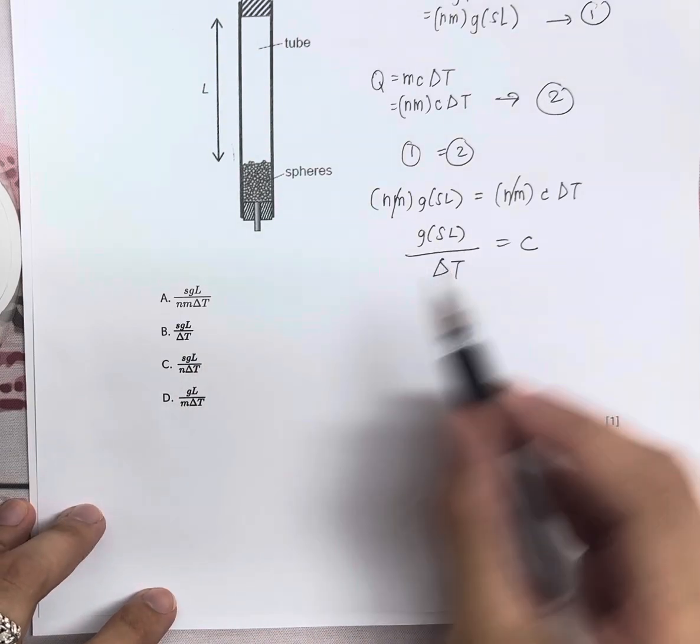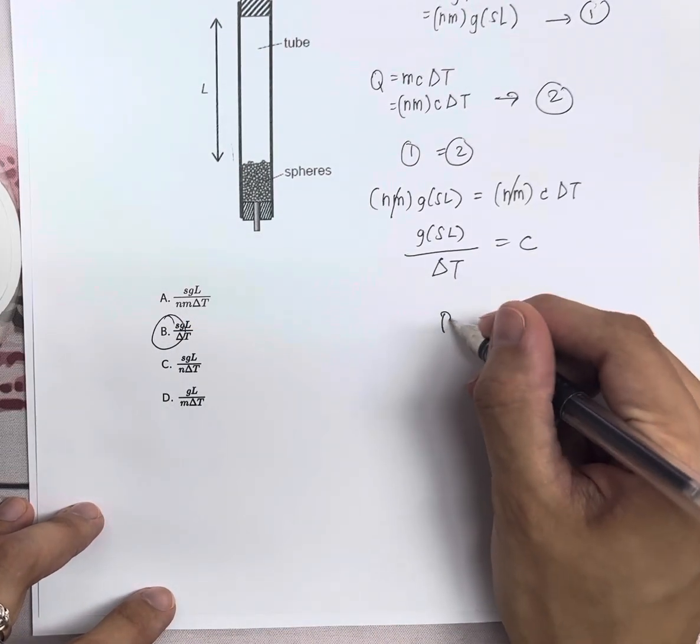And if you look at our options, that's gsL, same thing over delta T, therefore the answer should be letter B.